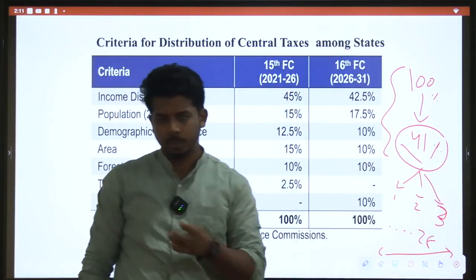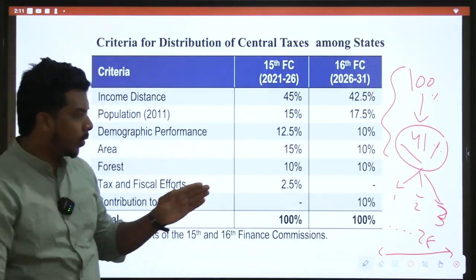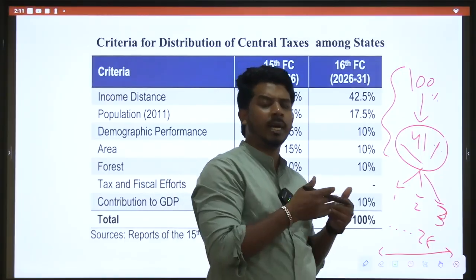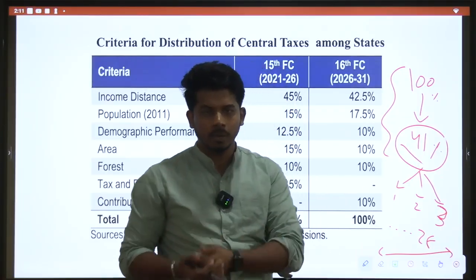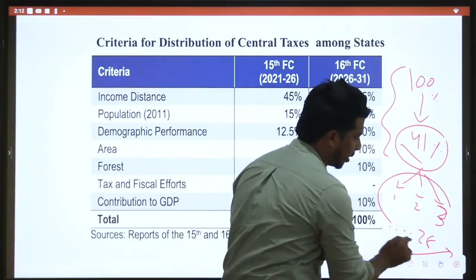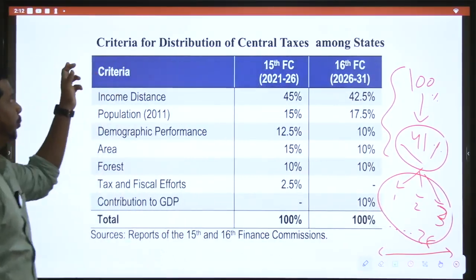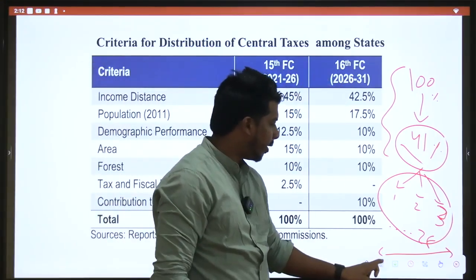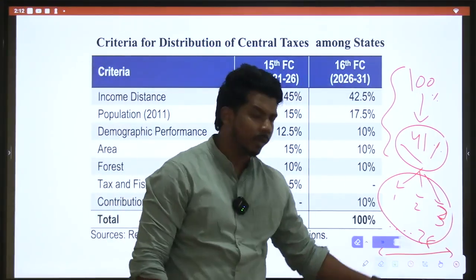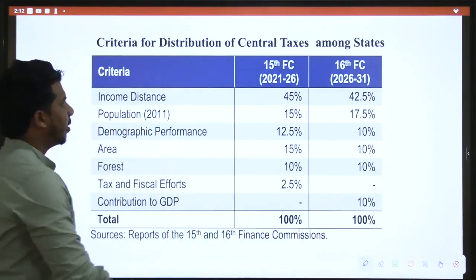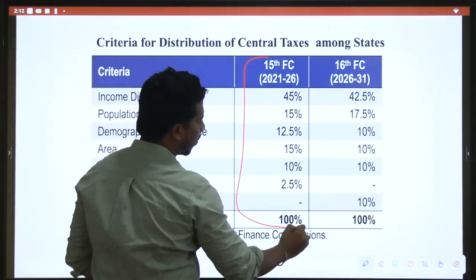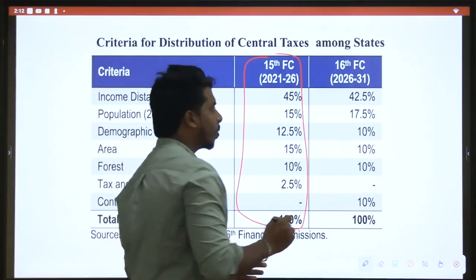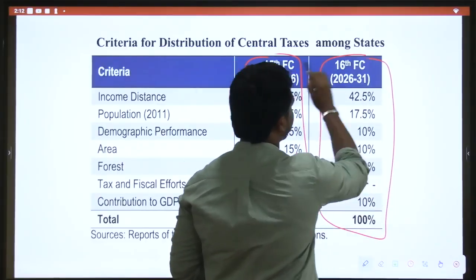This is horizontal distribution. Now how do you decide how much will go to each state? Which state should receive a higher amount, which a lower amount? How will you divide among the states? They will come up with criteria for the distribution of central taxes among the states. See the criteria of the 15th Finance Commission here. This comparison is important for both prelims and mains. And see the criteria for the 16th Finance Commission also.